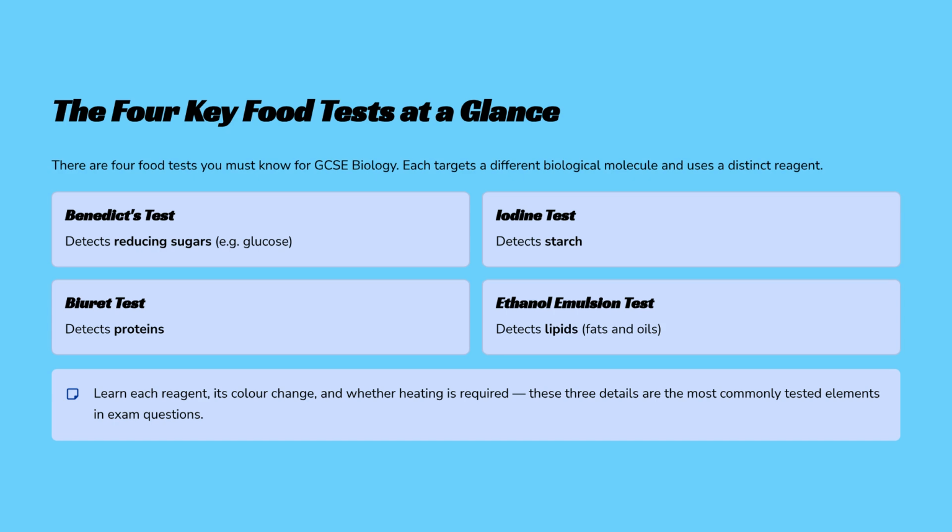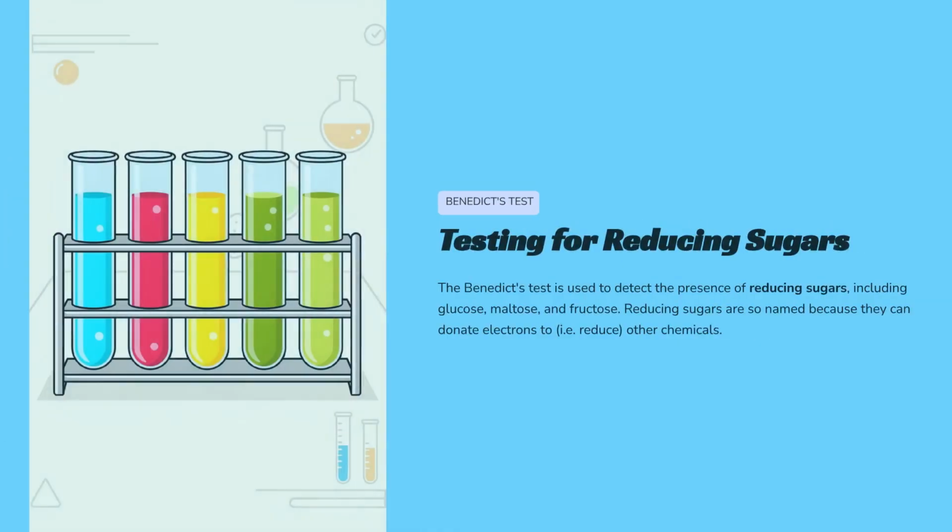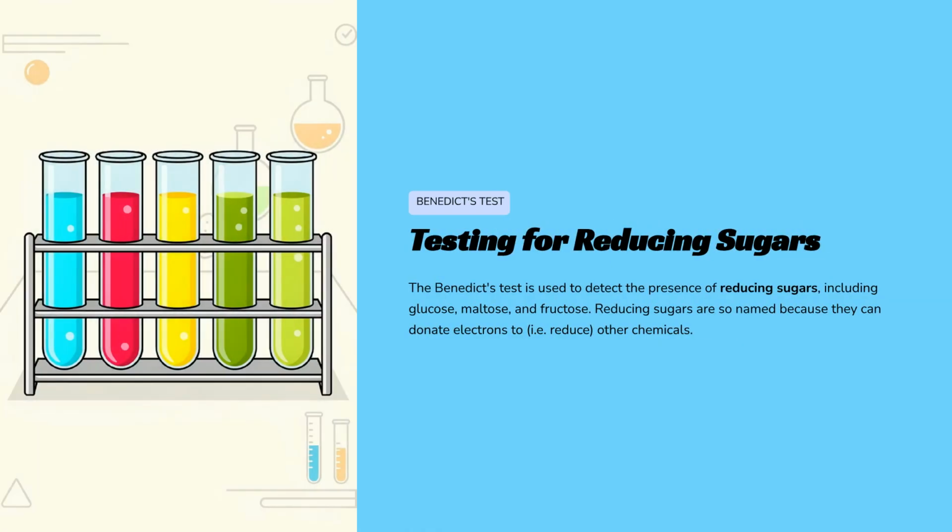Here is an overview of the 4 tests. Benedict's test detects reducing sugars, the Iodine test is for starch, the Biuret test checks for proteins, and the ethanol emulsion test identifies lipids. The Benedict's test is used to detect reducing sugars, like glucose, maltose, and fructose. These sugars are identified by their ability to donate electrons or reduce other chemicals.